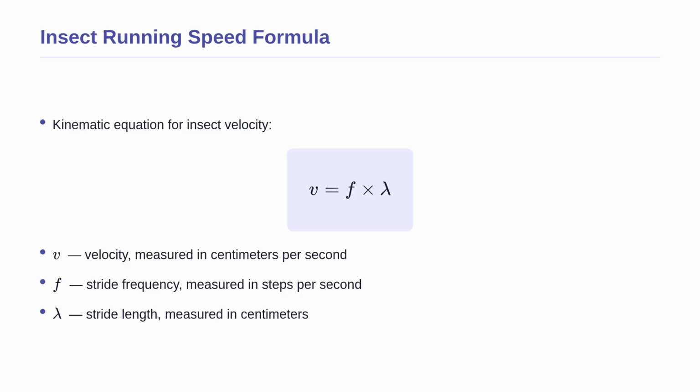The symbol f stands for the stride frequency, which is the number of steps the insect takes every second. Finally, the Greek letter lambda represents the stride length, the physical distance covered in a single step. If either the frequency or the stride length increases, the insect's overall velocity will increase proportionally.